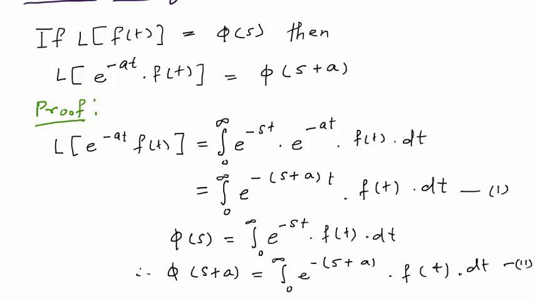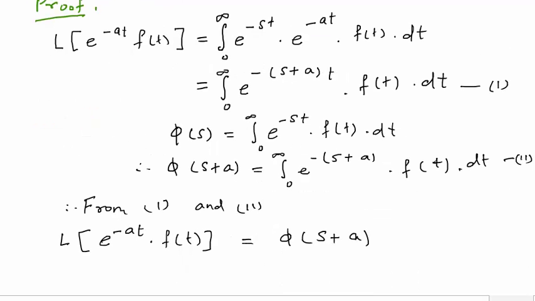Now we can see that in equation 1, for Laplace of e power minus at into f of t, we got the expression as integral from 0 to infinity of e raised to minus s plus a into t f of t dt, and for phi of s plus a, we are again getting the same expression. So from 1 and 2, we can say that Laplace of e power minus at into f of t is equal to phi of s plus a. So the proof is very simple. We have used only the definition. Now we will see some problems based on this particular theorem.